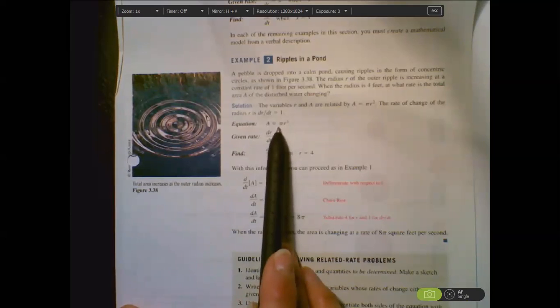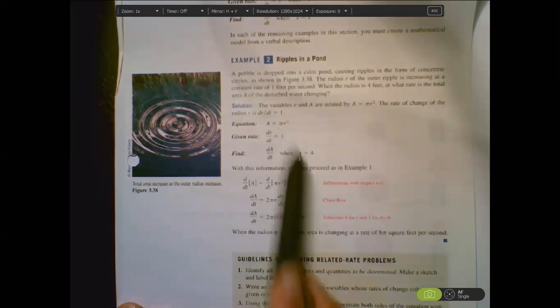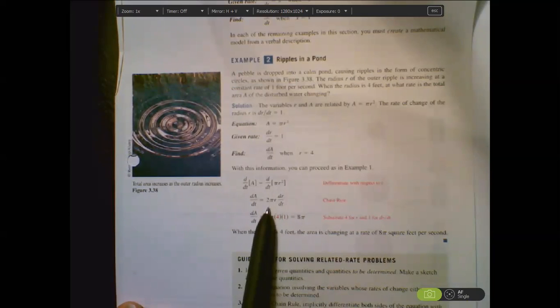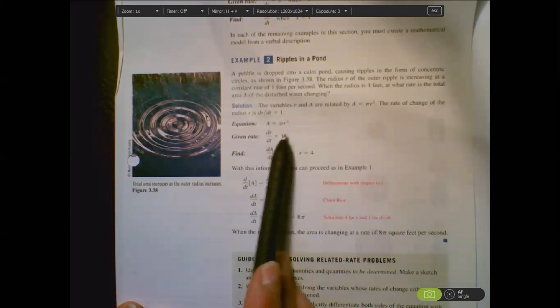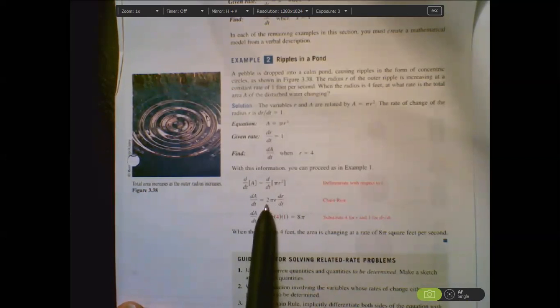To differentiate it? No. No, because pi is a constant. You can just keep up with the constant and differentiate the r squared. The derivative of r squared would be 2r, and there's our constant.